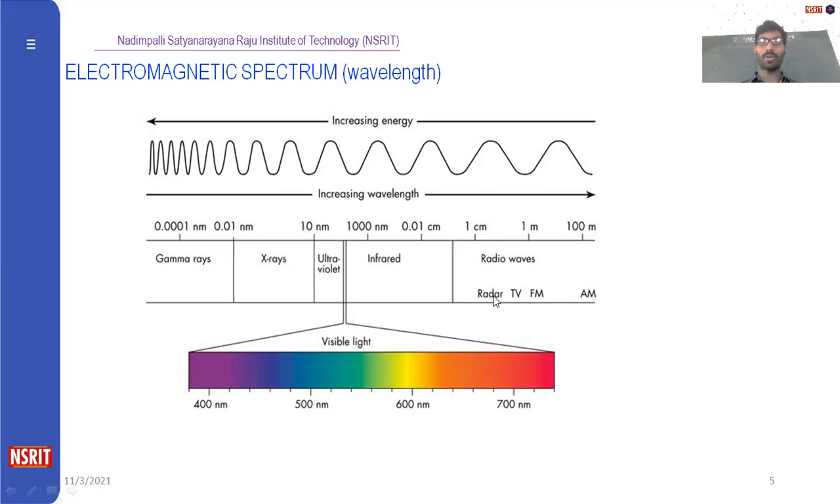From that, you find your radio waves. In radio waves, you find radar, TV, FM, and amplitude modulation waveforms. These are the functions we do in radio waves. Coming to light, visible light lies in the range of 400 nanometers to 800 nanometers.